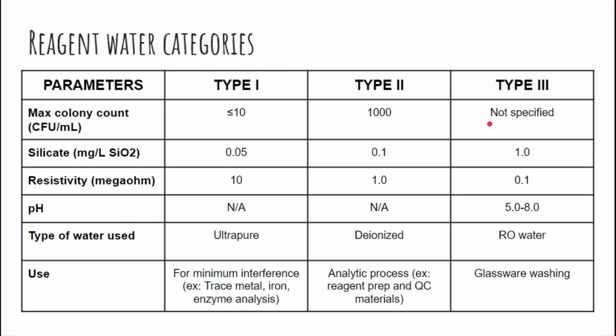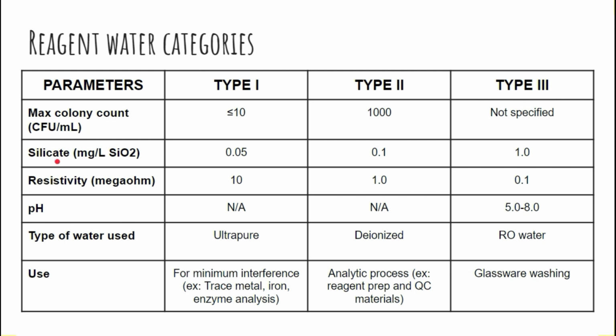Kasi po, ang type 3 po, again, hindi naman sa madumi, pero hindi siya yung pinaka-pure or sterile. So here, hindi na po natin gaano alam ang maximum colony count nito. It is not specified. Pwedeng 10,000, 50,000, 100,000. So madami na po yon. With regards to the silicate content, this denotes naman po potential contaminants.